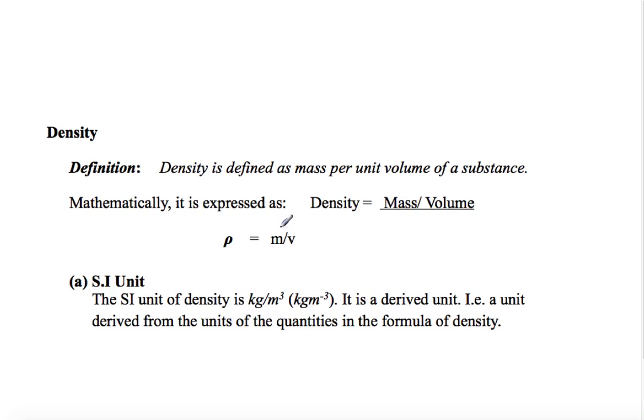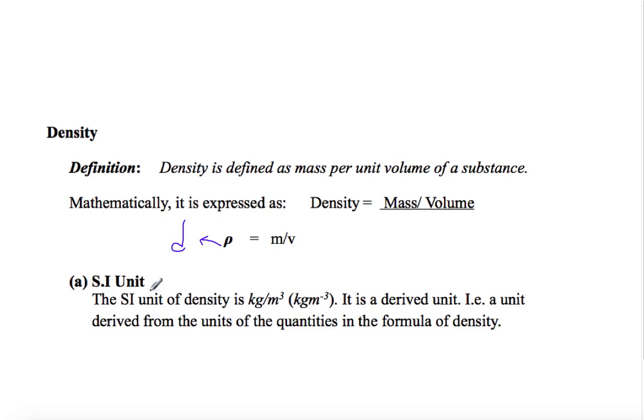So how can we show density? We can show density with rho, a Greek letter, or instead of rho you may use the letter D, meaning density. Density equals mass over volume. M shows mass, V shows volume.